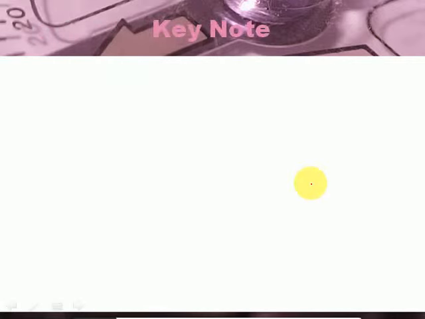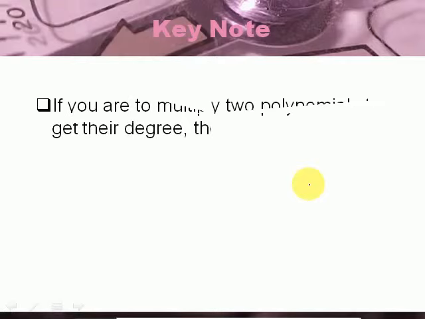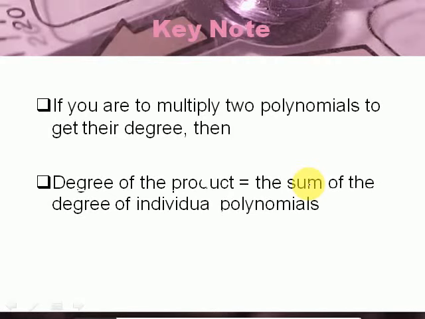Next. Now here there is one keynote to be noted. If we are given two expressions, let us assume they are two polynomials, and we are asked to multiply them and then find their degree, then there is one shortcut trick that we can follow. And what is that? We can find the degree of each polynomial.